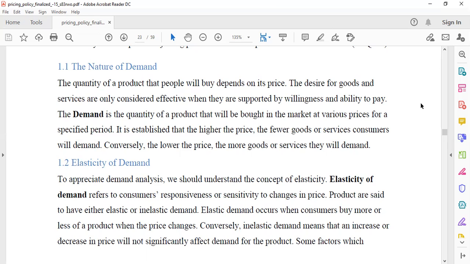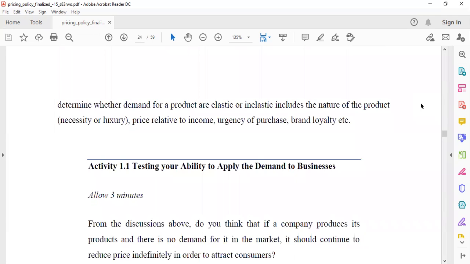On the other hand, an inelastic demand is a situation where a proportionate change in price leads to a more than proportionate change in quantity demanded. So we can increase price by 5%, and the decrease in quantity demanded goes as high as 10%. That's an inelastic demand. And a product could have elastic or inelastic demand depending on the nature of that product.